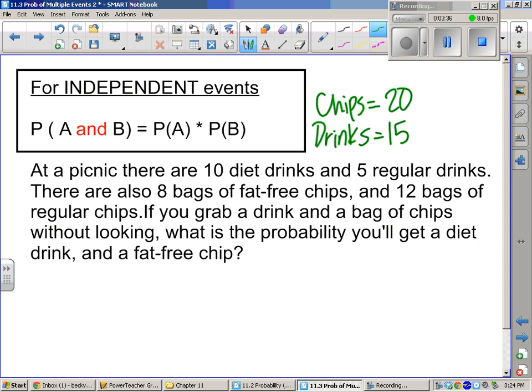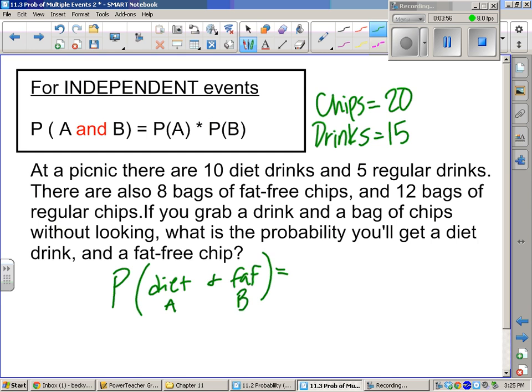Okay, so let's do probability of diet. That can be our event A. Okay. And fat free. That makes sense. That's perfect. Okay, we know what we're talking about. So that's our event B.